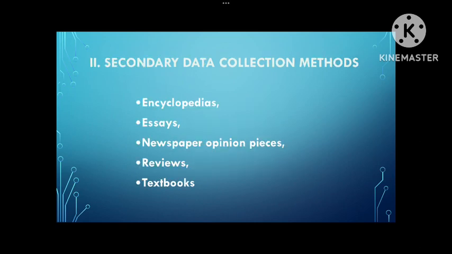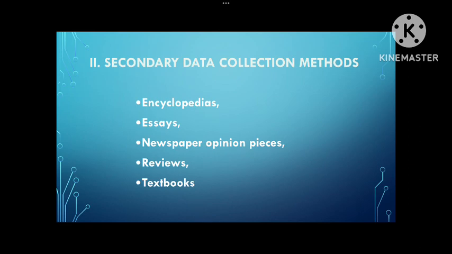Second thing is secondary data collection methods. Secondary data is data collected by someone other than the actual user. It means that the information is already available and someone analyzes it. The secondary data includes magazines, newspapers, books, journals, etc. It may be either published or unpublished data.